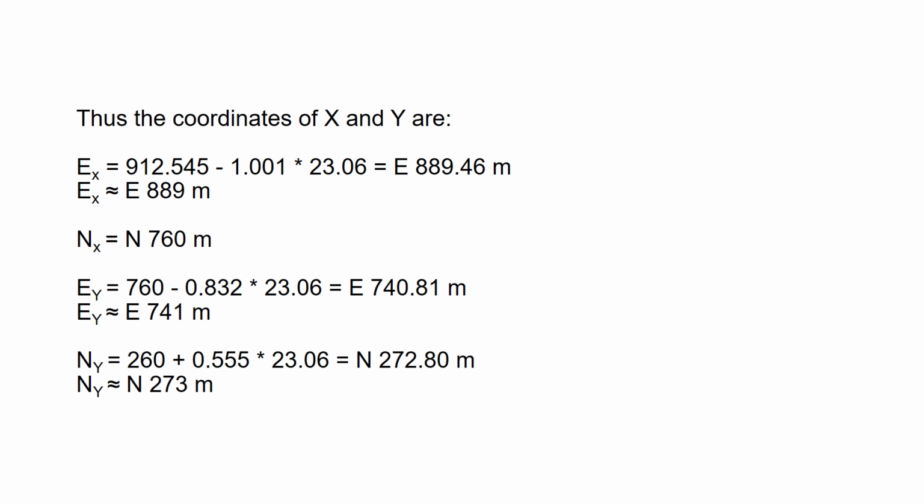Thus, we can finally calculate the coordinates of X and Y. The easting of X is coming to be approximately 889 meters, and the northing of X we already know from the discussion earlier, that is 760 meters. The easting of Y is coming to be 741 meters, and the northing of Y is coming to be 273 meters.